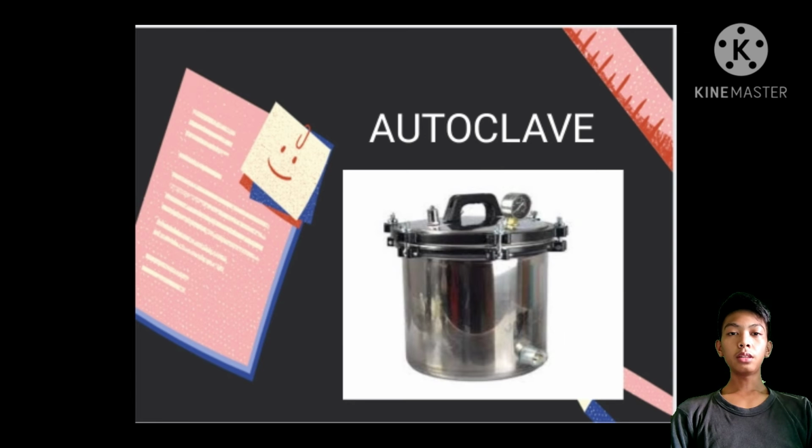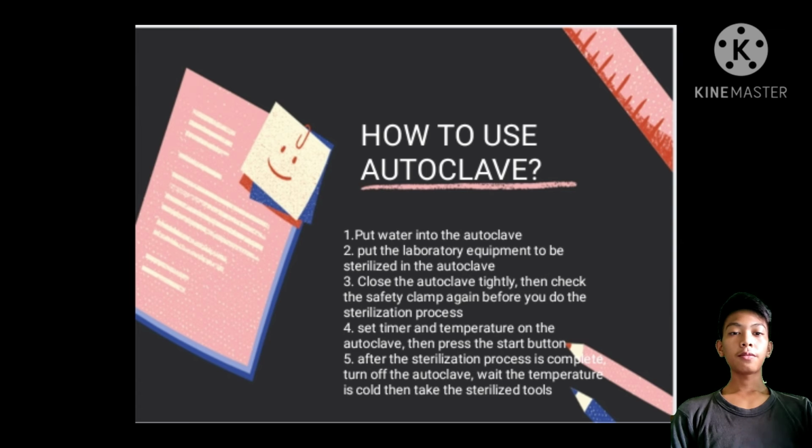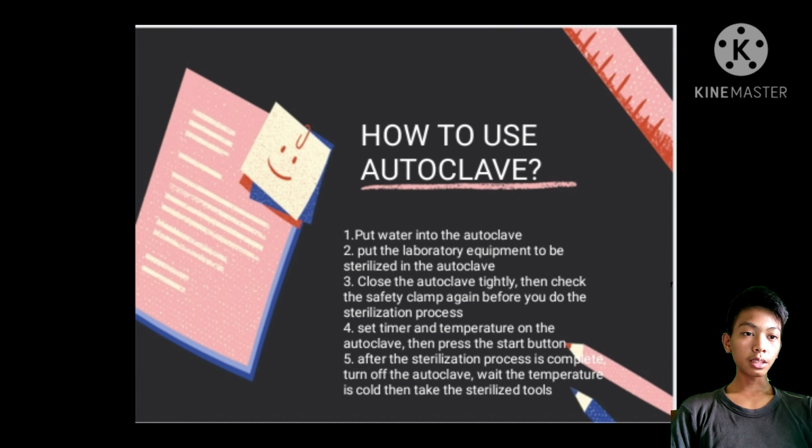In the dry heat method, we use autoclave tools. How to use an autoclave? First, put water into the autoclave. Put in water according to the autoclave indicator. Next, put the laboratory equipment to be sterilized in the autoclave. Put it in slowly and trim the tools you want to sterilize. Next, close the autoclave tightly. Then check the safety clamp again before you do the sterilization process.